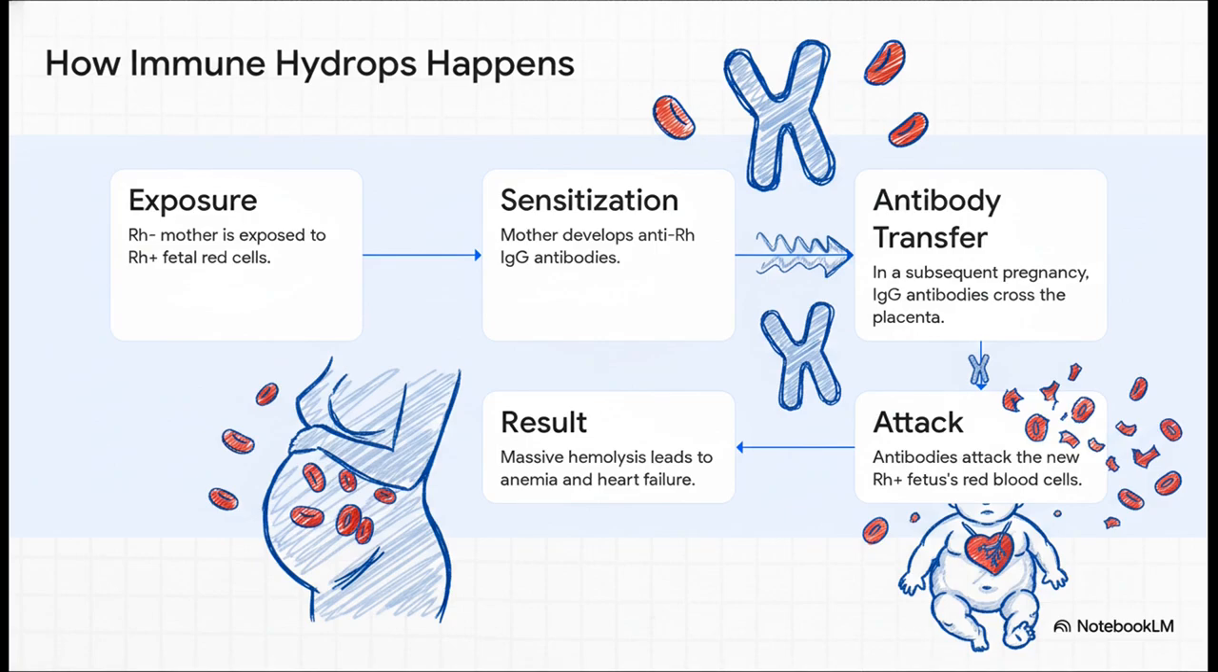Now, in her next pregnancy, if that baby is also Rh positive, her antibodies, which are the IgG type, cross the placenta and launch an all-out war on the new fetus's red blood cells. This causes massive destruction of red cells, hemolysis, which leads to severe anemia, which leads to heart failure, which finally leads to the massive edema we call hydrops.